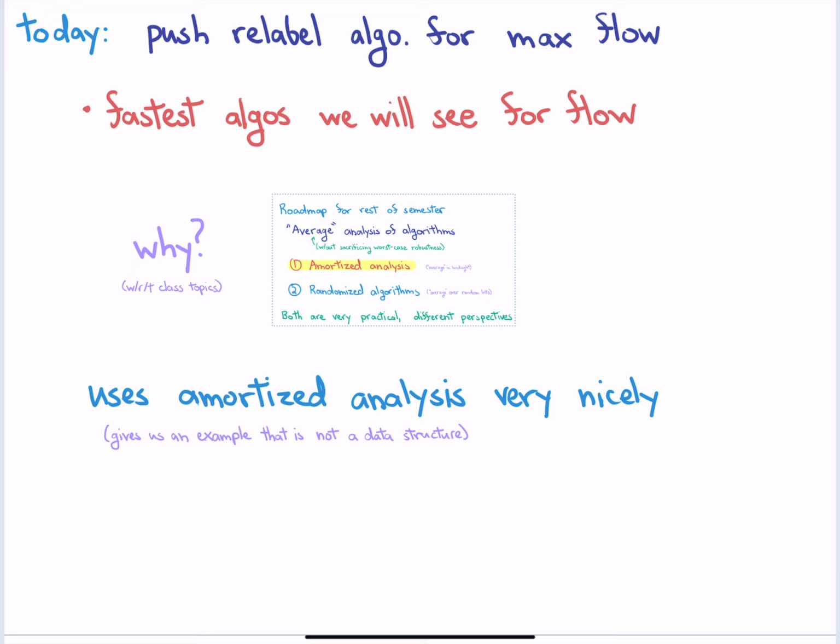All right, so we're going to do these push-relabel algorithms. They're actually, I think, the fastest algorithms that we'll present in this class for flow. There's faster ones out there, but they're kind of beyond the scope of the class.